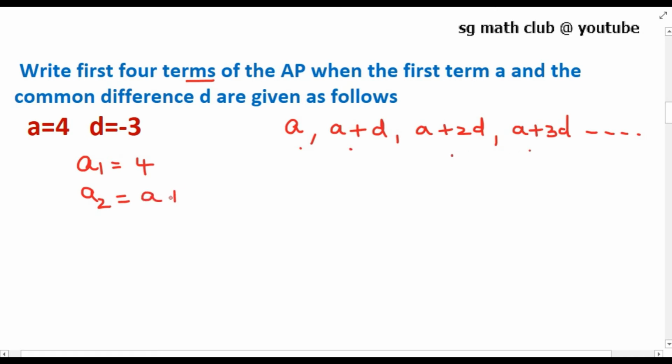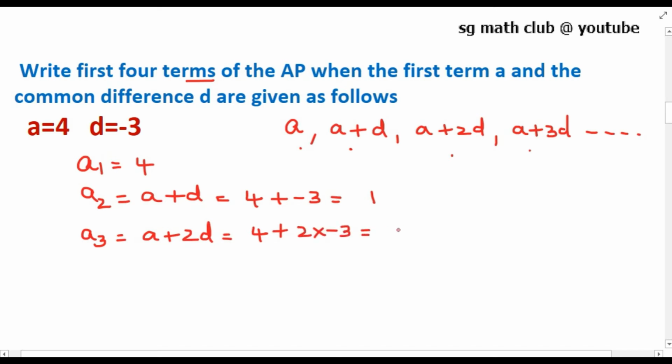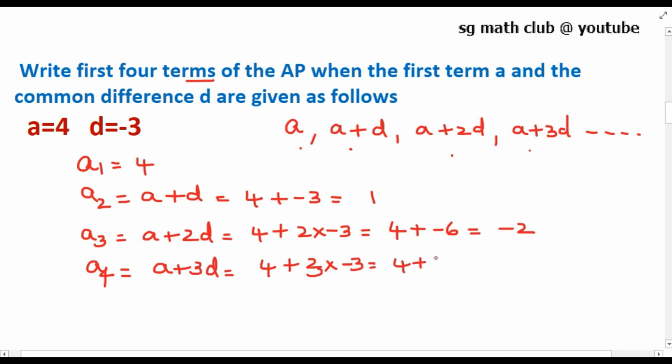So A2, I'll write A plus D, that is 4 plus minus 3, which is equal to 1. Now A3 is A plus 2D, that is 4 plus 2 into minus 3, 4 plus minus 6, which is equal to minus 2. We need to find 4 terms. So A plus 3D, so 4 plus 3 into minus 3, and 4 plus minus 9 is minus 5. So my 4 terms for this AP are 4, 1, minus 2, minus 5.